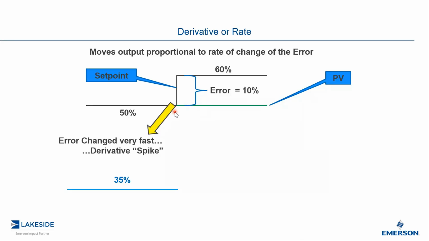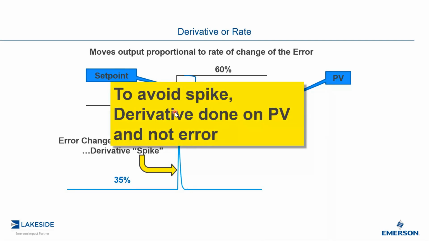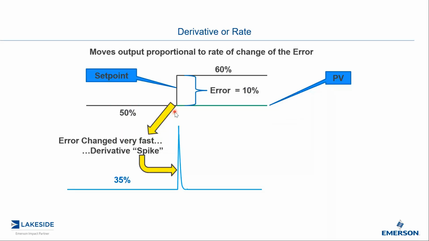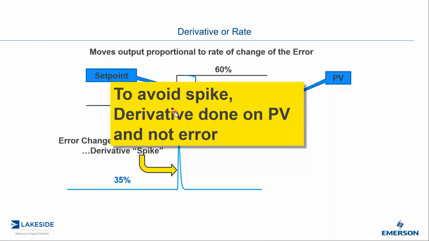Very, very fast change. And what's going to happen is that now I'm going to have a massive derivative spike. However, afterwards, though the error is still present, still at 10% but not changing, there will be no more derivative action. So because of this, it will not be a very practical aspect. Every time the operator would make a set point change, it would cause a derivative spike, not very good for most processes. So most of the time, derivative will be done on the PV and not the error.